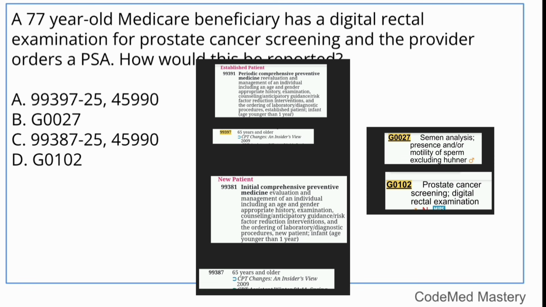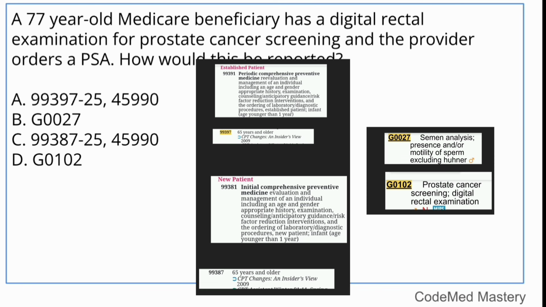And the code in option C, 99387, is for initial comprehensive preventive medicine, new patient, and the age is 65 years or older. And in option D, the code G0102 is for prostate cancer screening, digital rectal examination. Now we have checked only the first code from each option. Let us read the question. A 77-year-old Medicare beneficiary has a digital rectal examination for prostate cancer screening and the provider orders a PSA. How would this be reported?